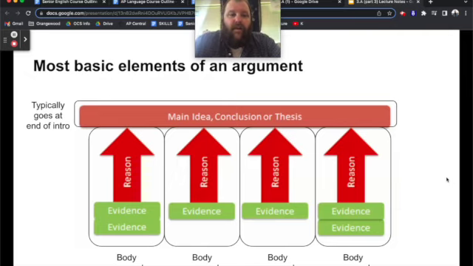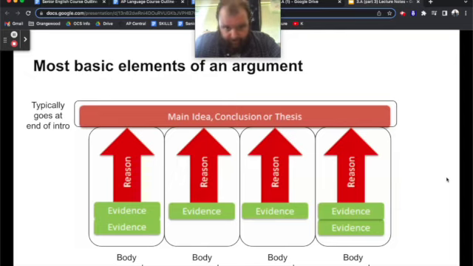We've looked at this a couple of times at this point, but the most basic elements of an argument: we start at the top here. We have our main idea, the conclusion we are coming to, or the thesis, right? That typically goes at the end of the intro paragraph. Of course, that's a very formulaic way to do it, but it's helpful. I tell my students to make sure your thesis is at the end of the intro. As you get more sophisticated later in the year, you can start experimenting more. But typically, that goes at the end of the first intro.